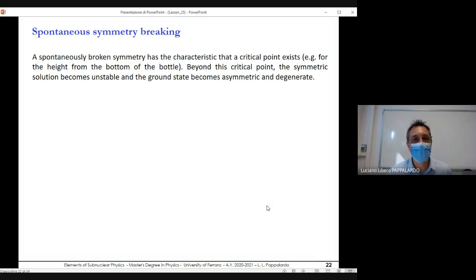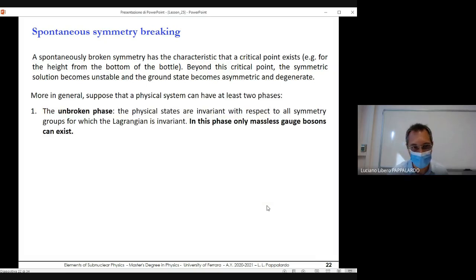A spontaneous symmetry breaking has the characteristic that a critical point must exist, okay? For instance, the top of the hill in the bottle. Beyond this critical point, the symmetric solution becomes unstable, okay? And the ground state becomes asymmetric and degenerate, as in the example of the bottle.